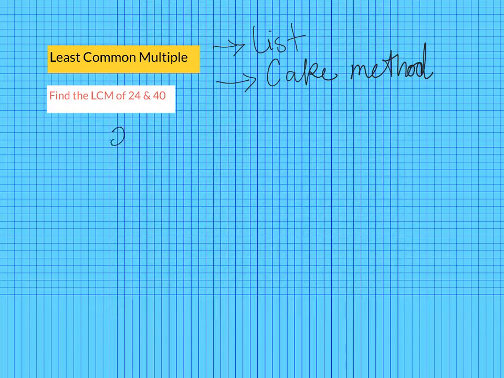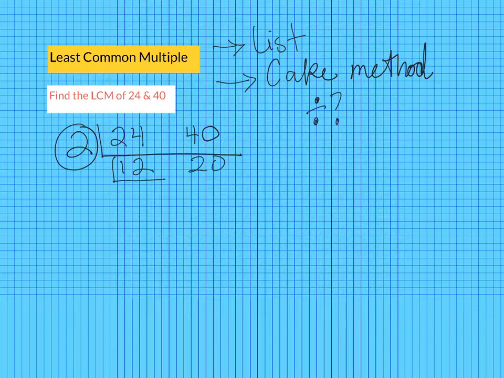Well, I'm going to set up this problem the same way that I would using the cake method with greatest common factor or prime factorization by setting up a layer. And I'm going to ask myself the same question. What can I divide away from both these numbers, 24 and 40? Well, let's say you're stuck. You know you can always divide by 2 if they're both even. So let's pull out a 2. 24 divided by 2 is 12. 40 divided by 2 is 20.